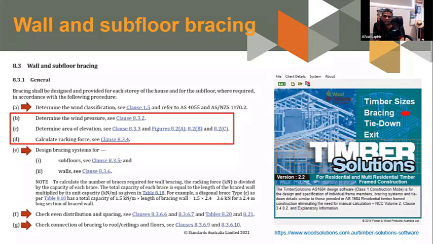And also there is proprietary software from nail plate companies and AWP suppliers, which will assist with the calculation of bracing forces. Even if it doesn't look at the bracing resistance side of things, at least there are avenues to calculate the bracing forces.